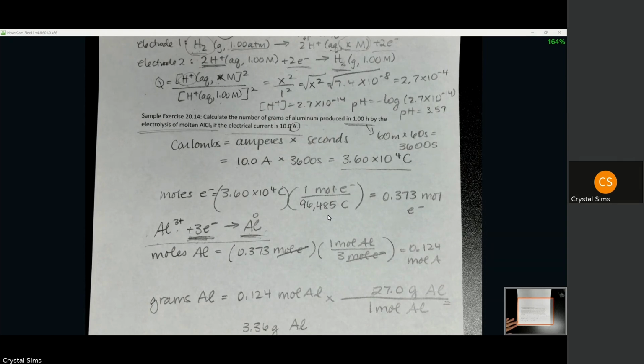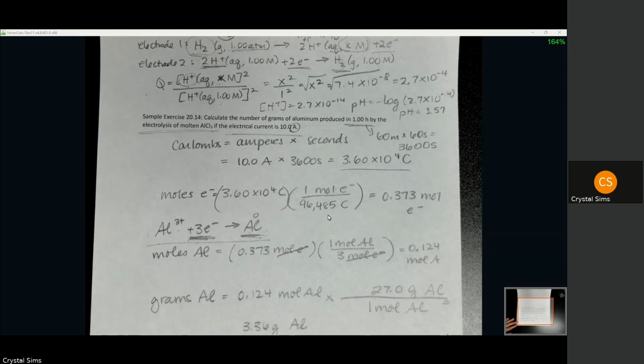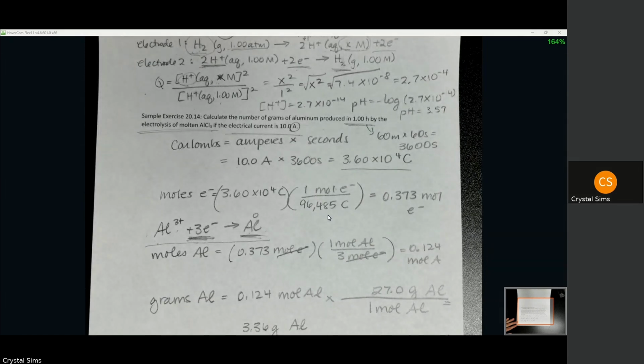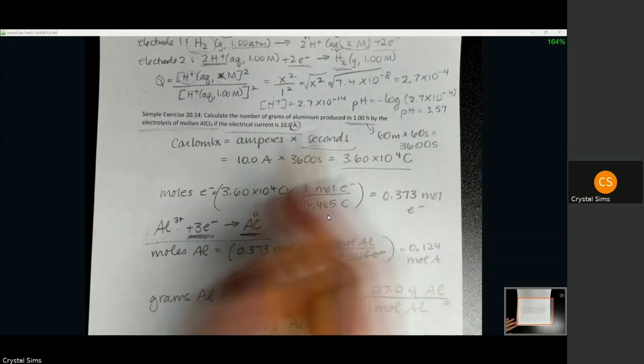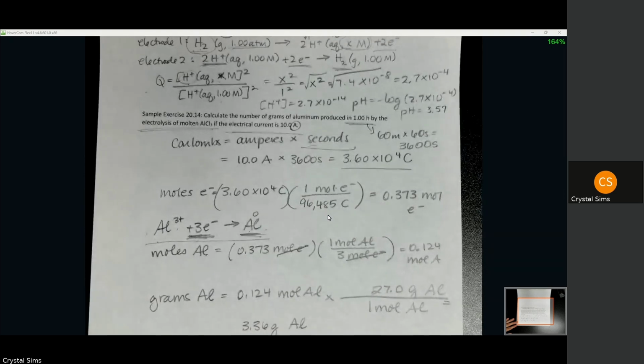Like your practice exercise says, how much time is needed to deposit 1 gram of chromium metal from an aqueous solution of chromium 3 chloride using a current of 1.5 amperes. So this time they gave us current, they gave us the grams, and they wanted to know time. So we could work backwards from that as well, and work each of the steps backwards to get back to time. So this is one of those that, as long as you have 3 of the 4 pieces of information, then you can calculate the next one.